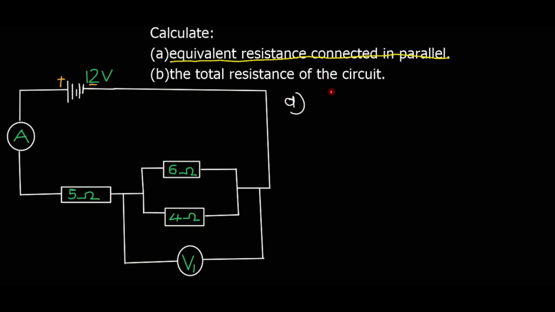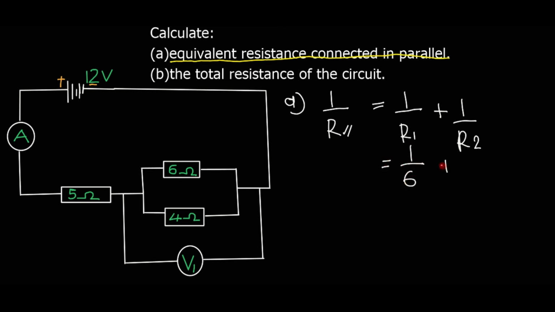1 over R parallel is equal to 1 over R1 plus 1 over R2. If we had 3 resistors we would have plus 1 over R3, but because we have only 2 resistors we will have this one only. From here we have 1 over 6 plus 1 over 4 is 5 over 12, which is 1 over R parallel, but the question wants the total resistance in parallel. This means we want R parallel, not 1 over R parallel.